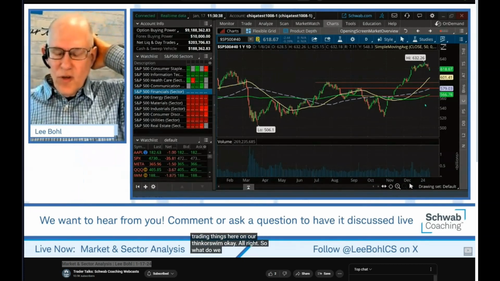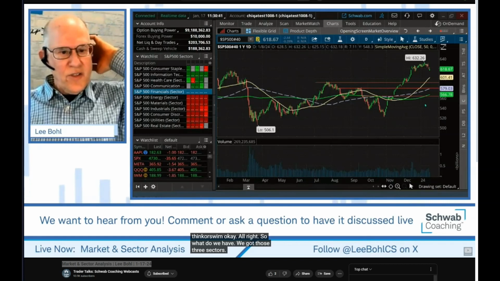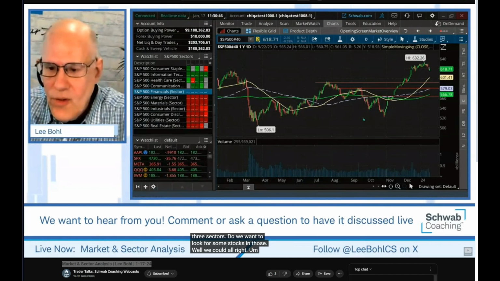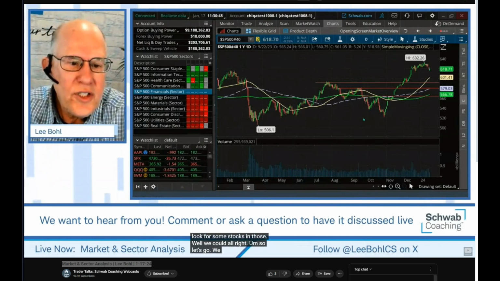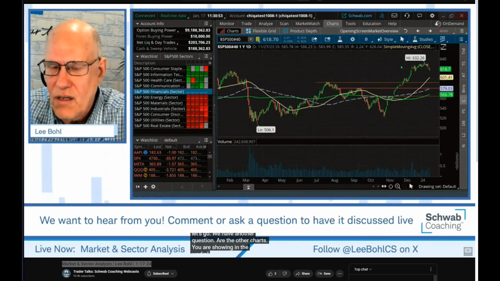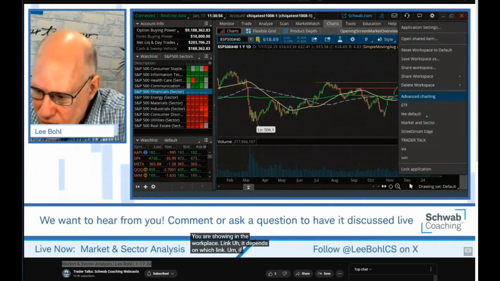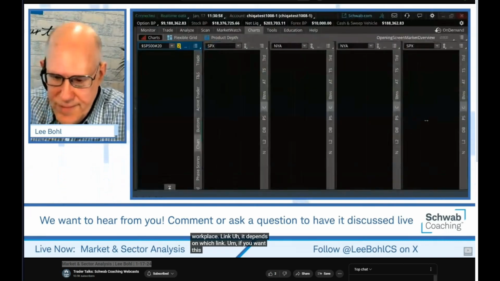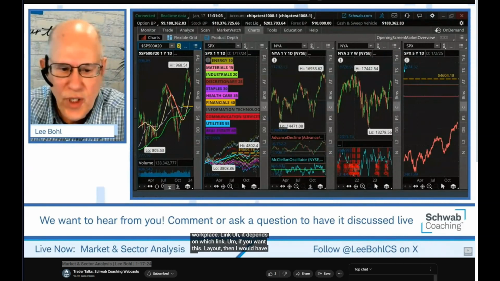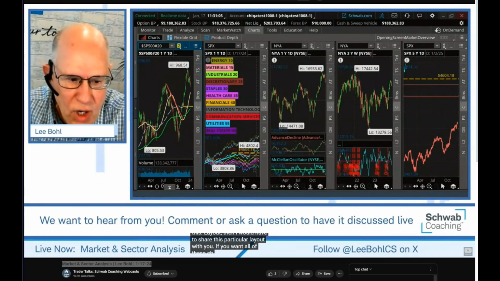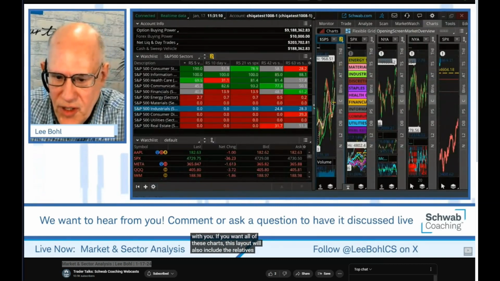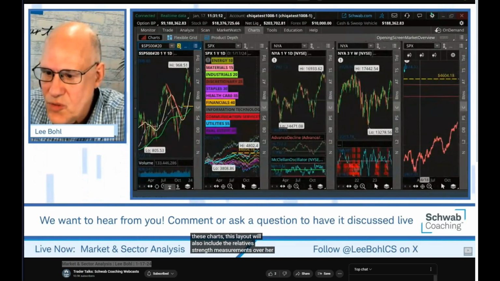We've got those three sectors. Do we want to look for some stocks in those? Well, we could. Let's go, we have another question. Are the other charts you are showing in the workspace link? It depends on which link. If you want this layout, then I would have to share this particular layout with you if you want all of these charts. This layout will also include the relative strength measurements over here on the left. So I will share this with you.